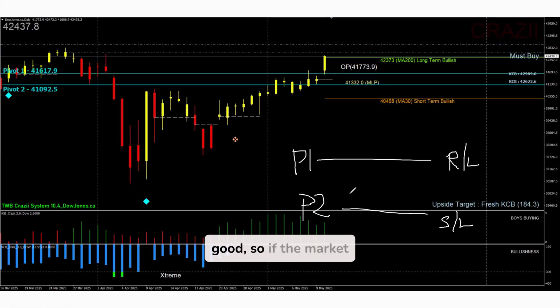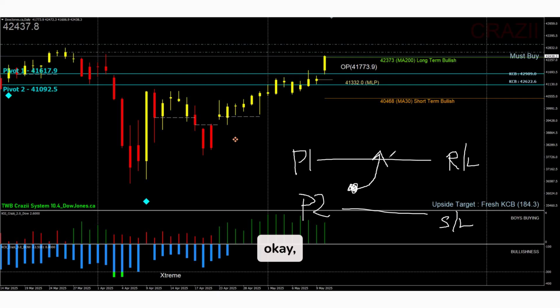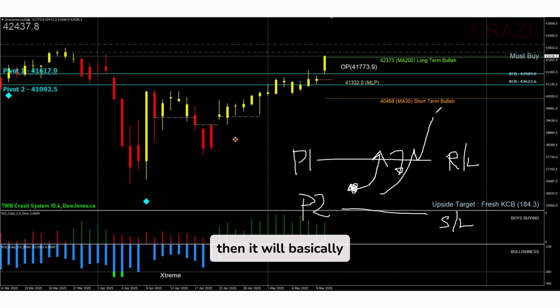Okay, good. So if the market opens here, that means it opens between the RL and SL, which is still a very normal thing. But when the market trades above the RL, so basically it breaks the resistance level, for it to go higher is very normal. Once the market breaks resistance, if it's resisted, it will come back down. Pretty simple. But if the market stays above the resistance, then it will basically go up.